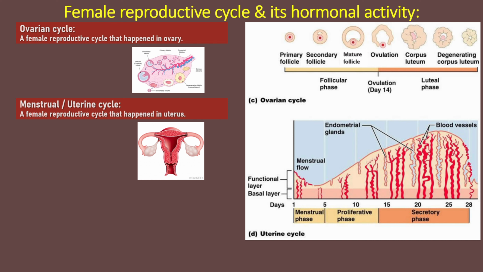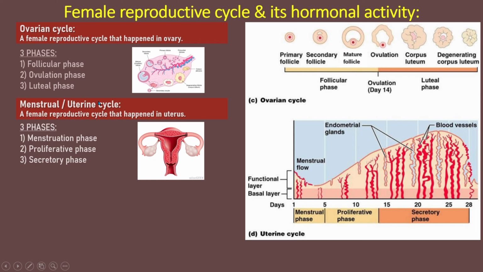Each cycle is divided into three phases. The ovarian cycle divides into the follicular phase, ovulation phase, and luteal phase. The menstrual or uterine cycle divides into the menstruation phase, proliferative phase, and secretory phase.